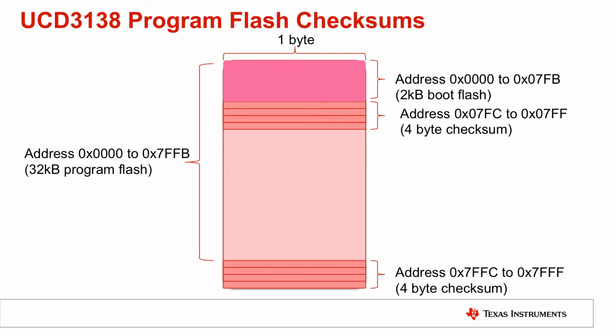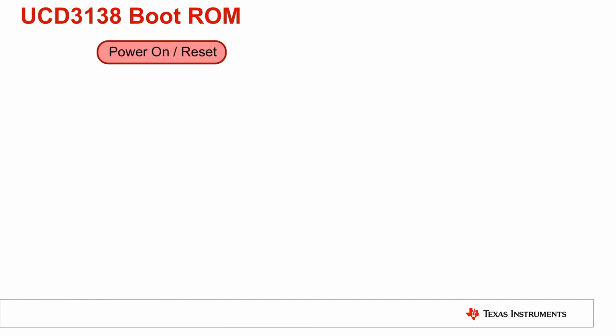I will now present a simplified program flow for the boot ROM program on the UCD3138. Please note that the boot ROM routines are slightly different on the other members of the UCD3138 family. Please refer to the different programmers' manuals for exact details, but essentially the principles I will discuss are relevant for the entire UCD3138 family. After a power on or a reset, the boot ROM program initializes some peripherals.